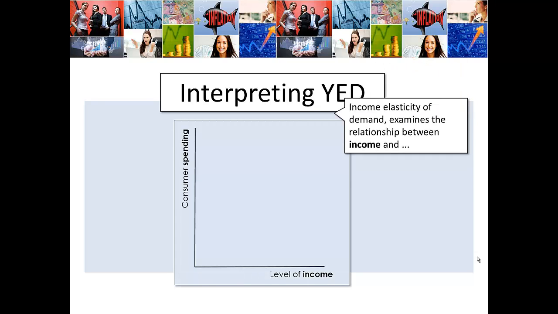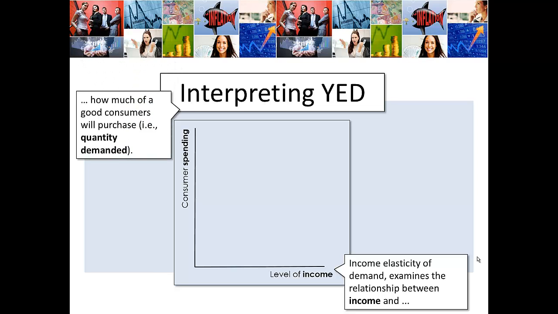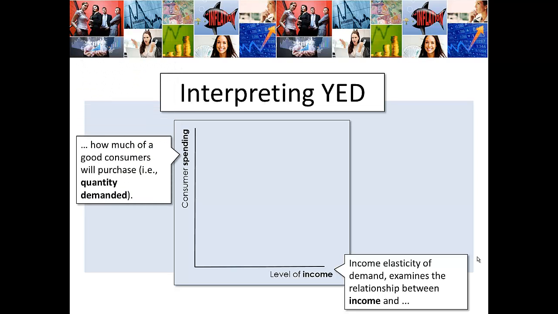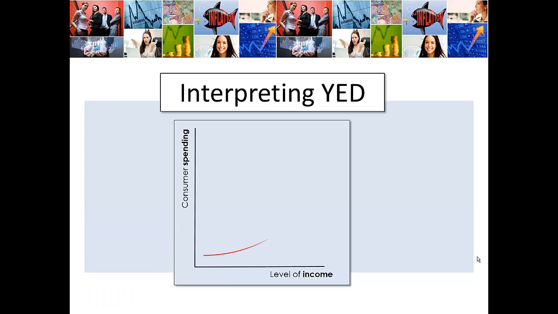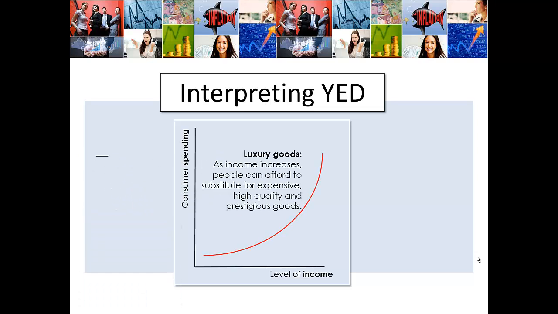Interpreting our YEDs. Income elasticity of demand examines the relationship between income and how much of a good consumers will purchase, so the quantity demanded. As the level of income increases, consumer spending on luxury goods increases at a fast rate. We've got a steep curve here. So as income increases, people can afford to substitute for expensive, high quality and prestigious goods.